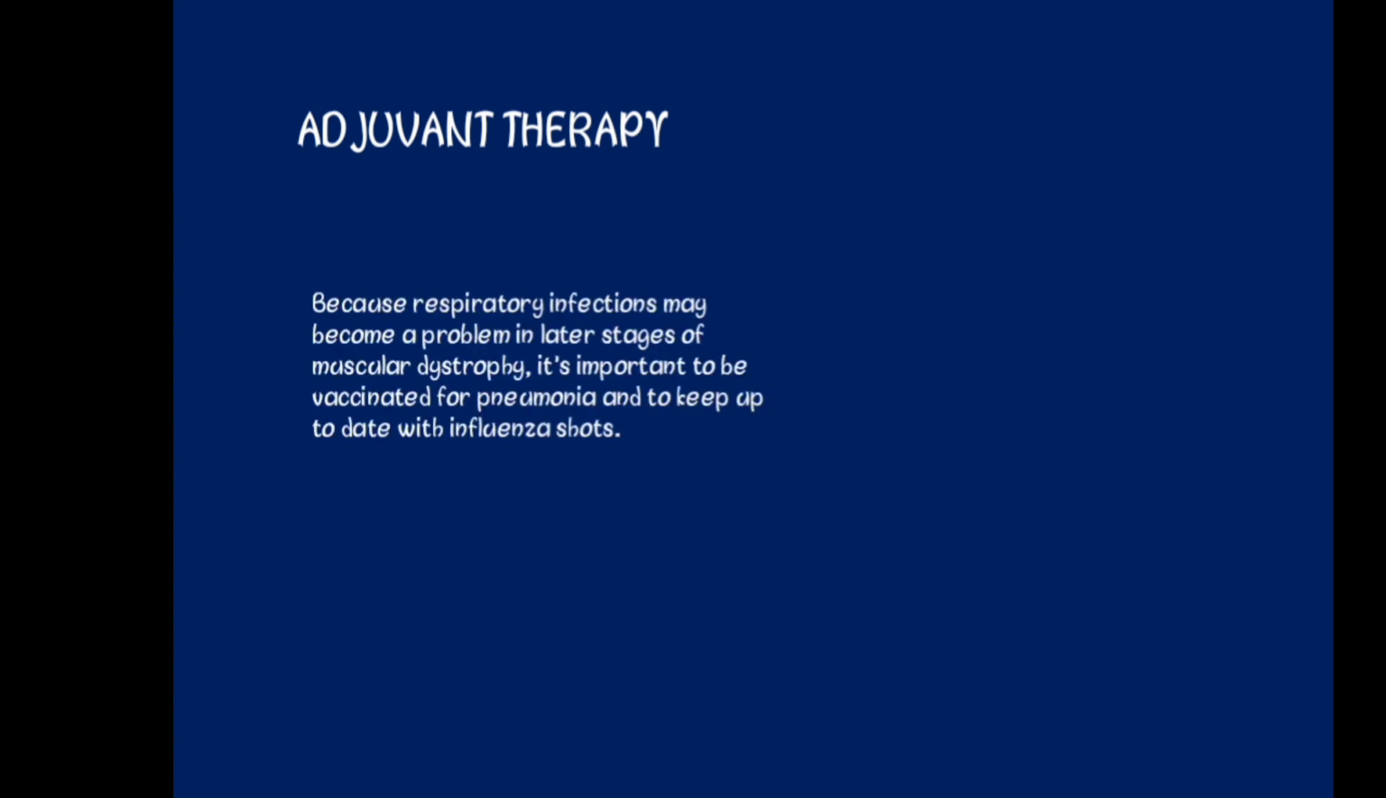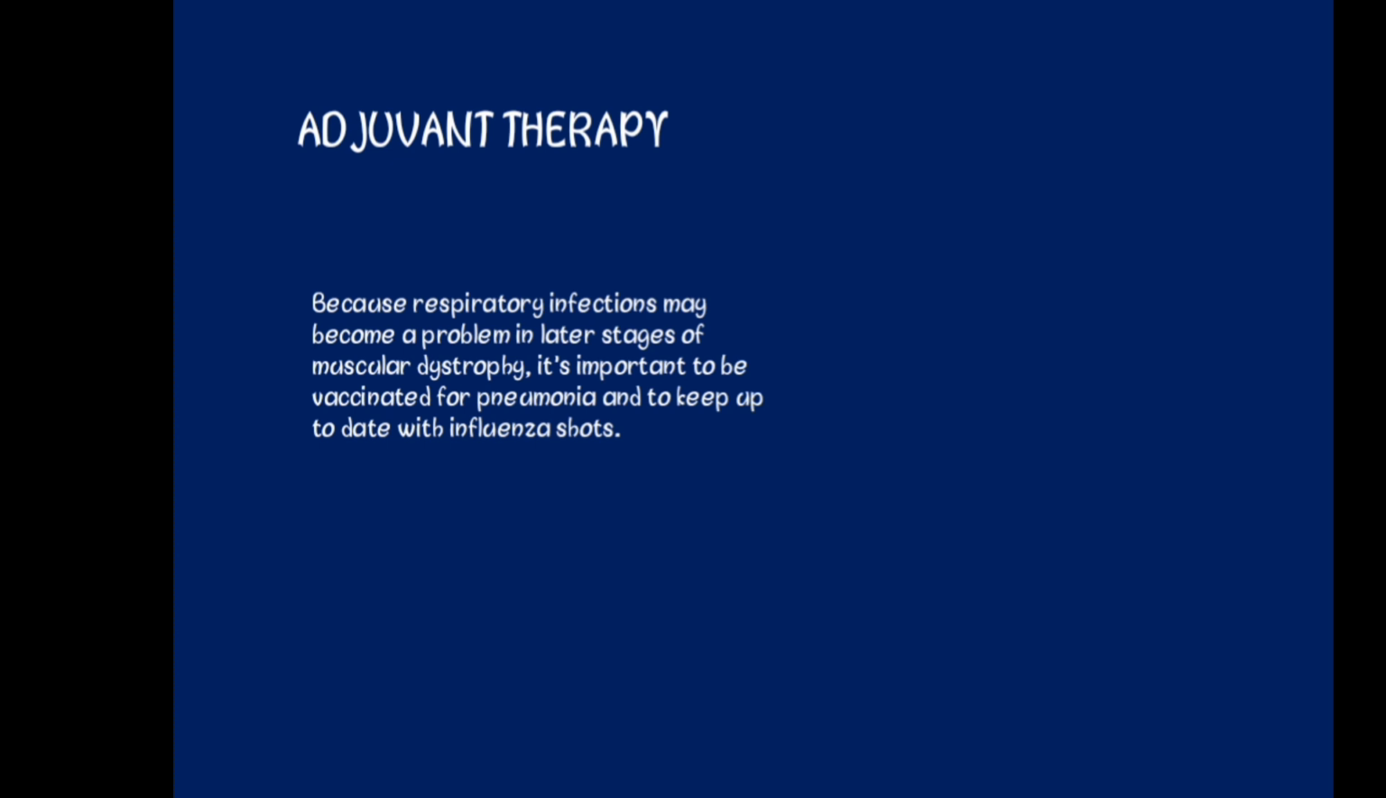Now, adjuvant therapy. Adjuvant therapy refers to additional treatment given after the primary treatment, such as surgery, to reduce the risk of disease recurrence. In the context of muscular dystrophies, adjuvant therapy refers to supportive treatments aimed at managing symptoms, slowing disease progression, and improving the quality of life.